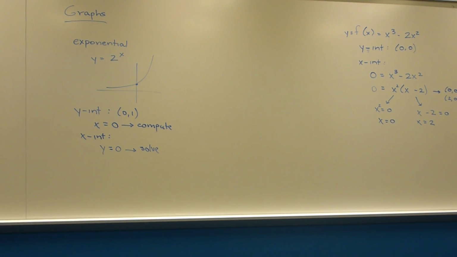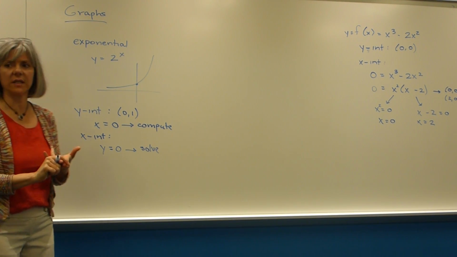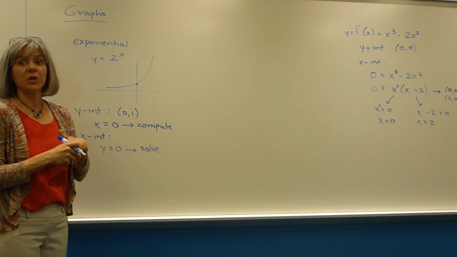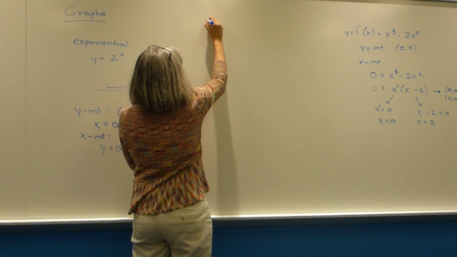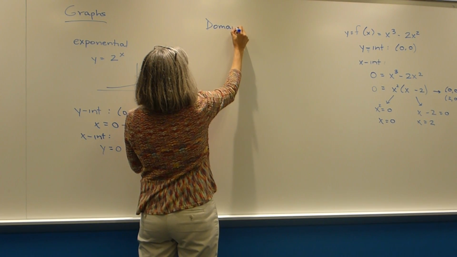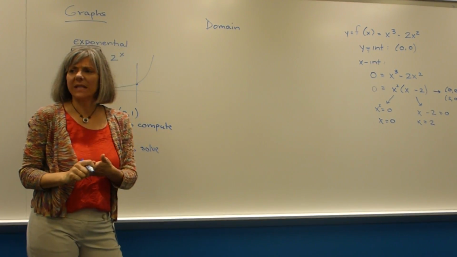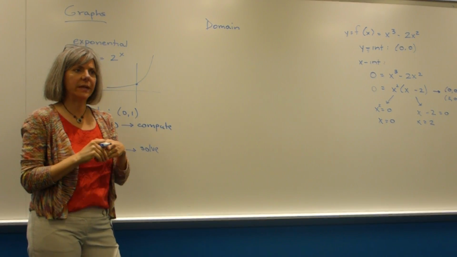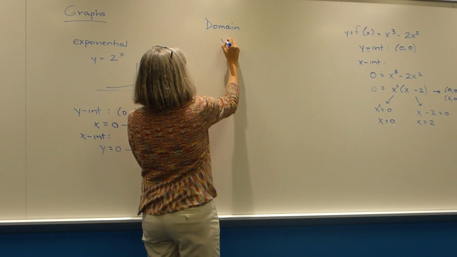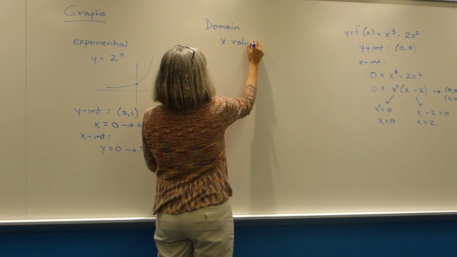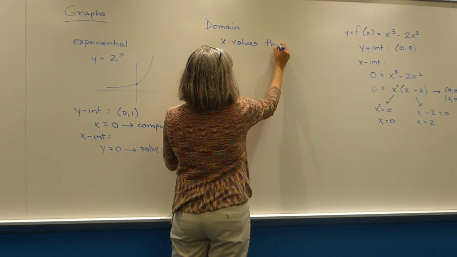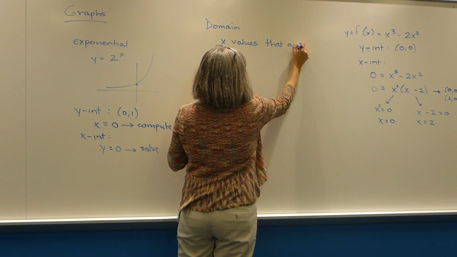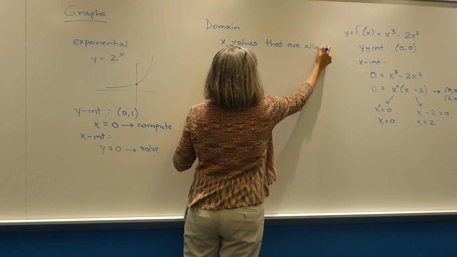Okay, so x-intercept, y-intercept. What else are we interested in with graphs? Domain. So let's talk about domain. Domain is basically all the legal x values. Every x value that can go in. Okay, so these are x values that are allowed to go in. So where do we have a problem?